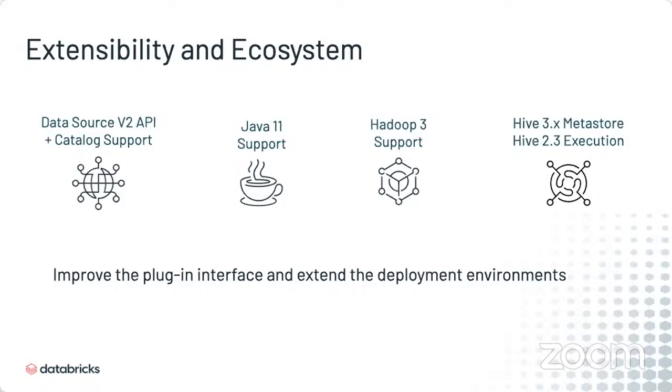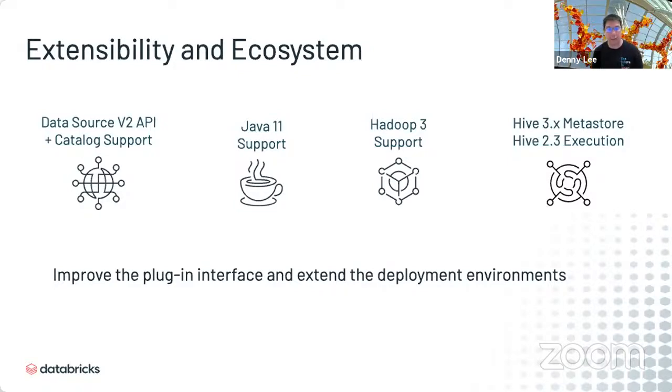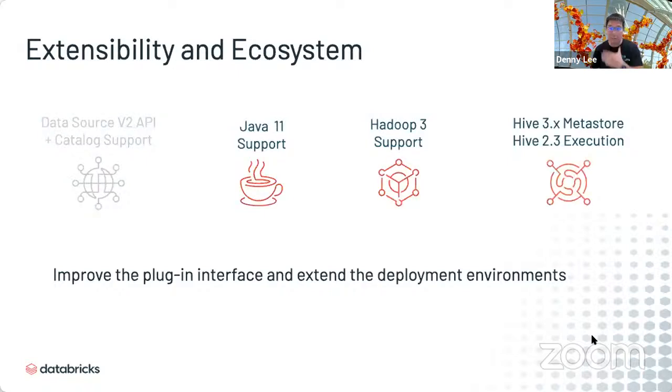There's a lot of cool stuff happening with the ecosystem, like data source v2 API, Java 11 support, Hadoop 3 support, Hive 3.x Metastore, and Hive 2.3 execution. Basically, there's a lot of really cool stuff, but I'm going to try to do this relatively quickly because I need to talk about how all of this together gives you your data lake reliability.